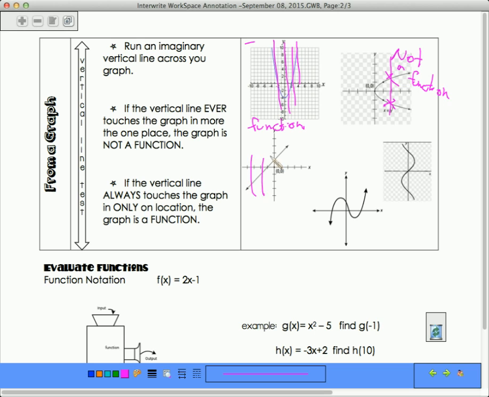Here, I could draw as many vertical lines as I want, and each one is only going to cross one time. So this is a function. The same with this. I can draw a vertical line, and it's only going to cross the curve once. So this is a function. When they lay on their side like this, I can draw a line through it more than once. In fact, this one crosses 1, 2, 3 times. This is not a function.